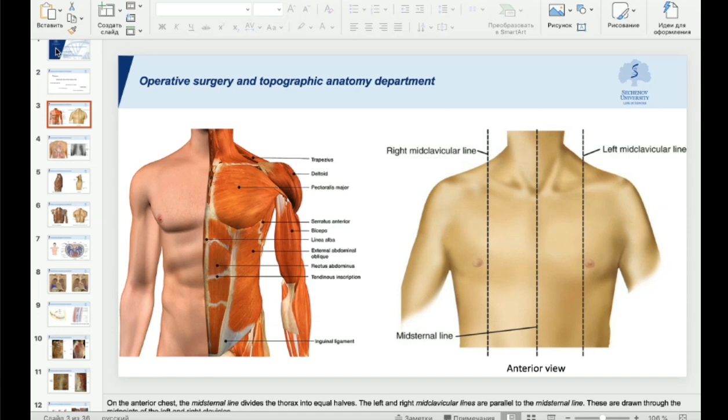Clavicular. Clavicular line, then? And axillary line. No, the maxillary line is the area of the head, where you have a brain, I hope.